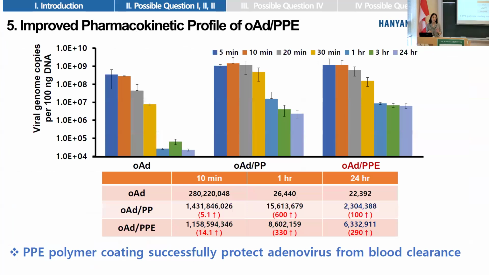As I mentioned previously, virus is very immunogenic, so the blood retention time can be reduced. So we wanted to check whether the PP coating can enhance the blood circulation time. So we assessed the PK profile. As you can see here, the naked adenovirus is rapidly cleared from the bloodstream. However, the PP or the PP complex oncolytic adenovirus still remains in the bloodstream at up to 300-fold higher value until 24 hours. Which means the PP polymer coating can successfully protect the virus from blood clearance.